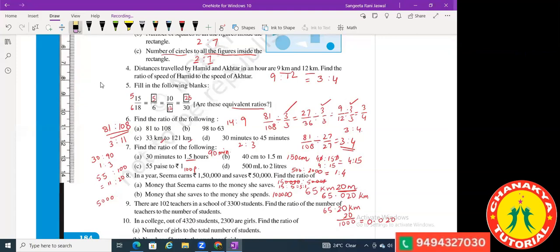So it's 50,000 is to 1 lakh. So 4 zeros and 4 zeros are cancelled. So 5 and 10, so it is 1:2. 1:2.